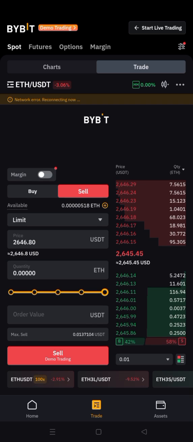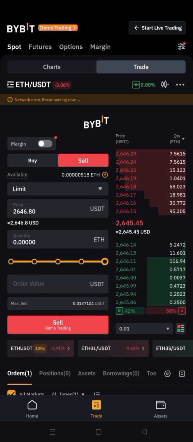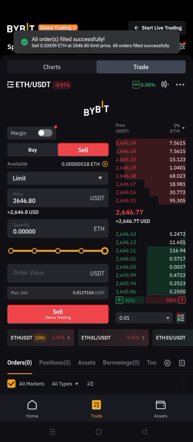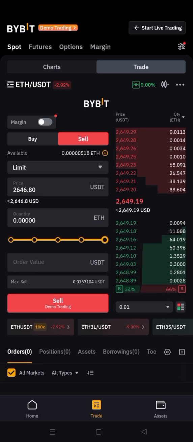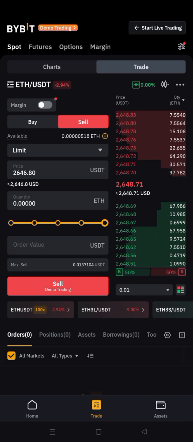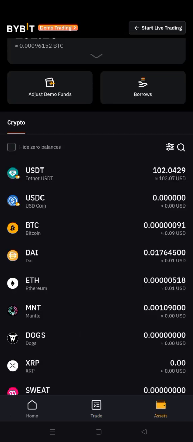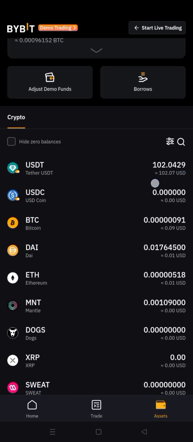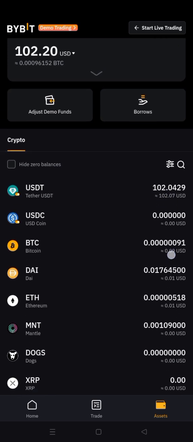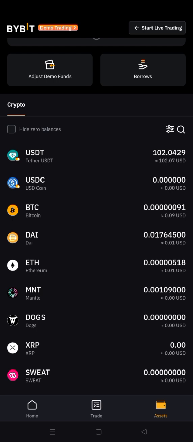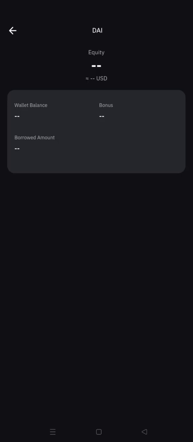So the assets, click on the assets. You can see there is a network error, reconnecting now. We have no issue, but I want to show you that we are already at 102 by just doing that, and we began at 100.17. If you remember, we began at 100.17. It had not gone well, but now it has gone well. We can see USDT 102.404. We began at 100.17, currently at 102.